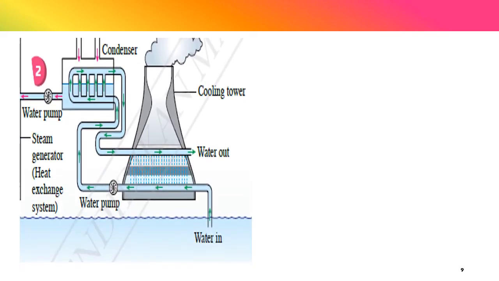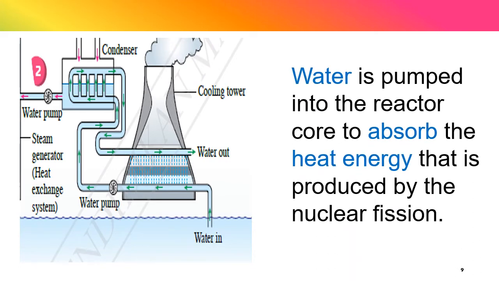So this is the condenser. What happens here is water is pumped into the reactor core to absorb the heat energy that is produced by the nuclear fission. If you can see right here, this green arrow is the water that is pumped into the condenser, and this is the second circuit. For the pink arrow right here, this water is the radioactive water, which means the water circulation systems are always kept separate from one another. Water in the primary circulation system never leaves the containment building because this water is radioactive.